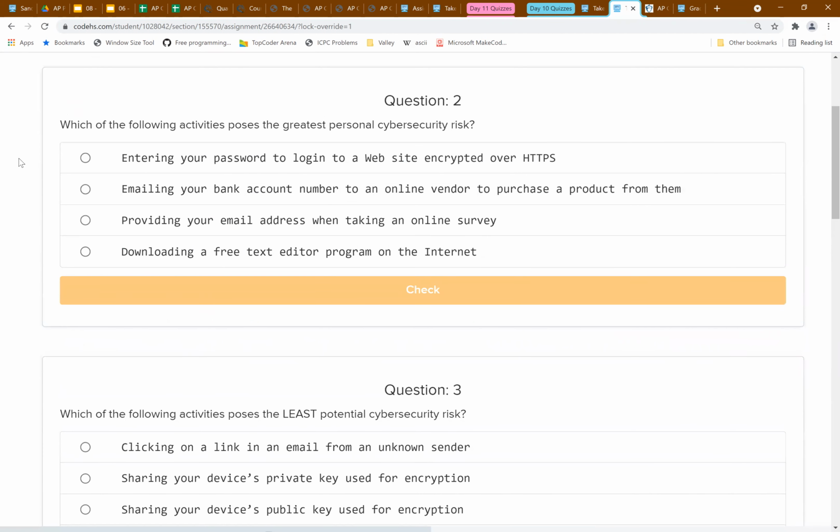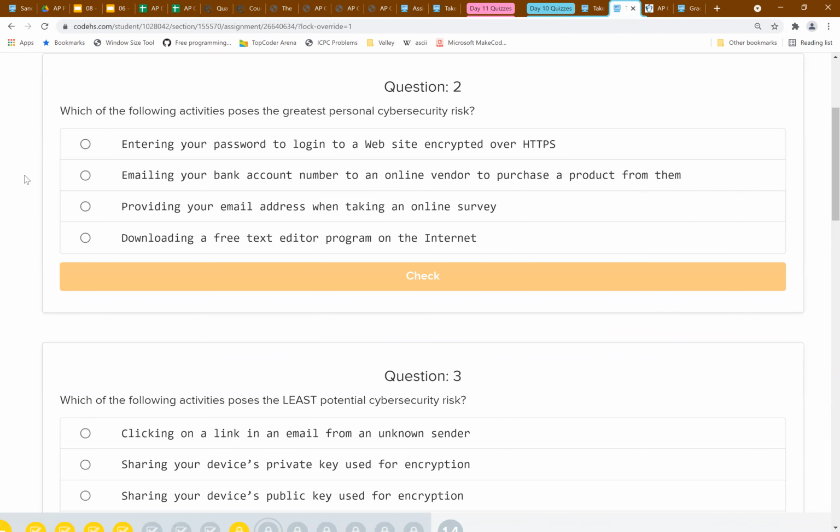Which of the following activities poses the greatest personal cybersecurity risk? Entering your password to log in to a website encrypted over HTTPS, emailing your bank account number to an online vendor to purchase a product from them, providing your email address when taking an online survey, or downloading a free text editor program on the internet. One of these involves finances in a very unsecured way.